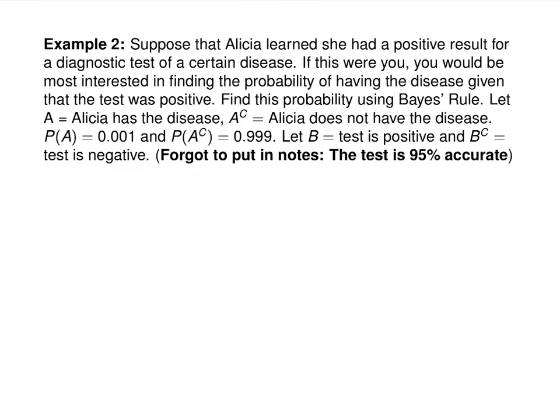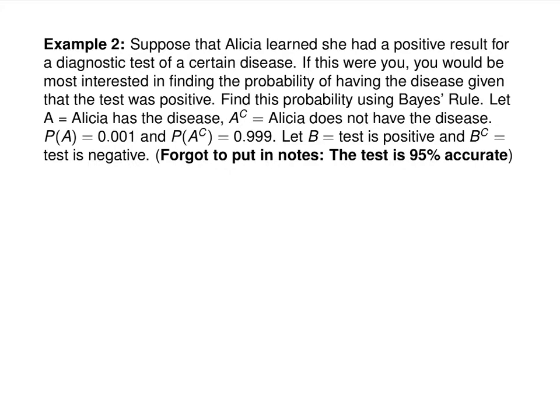So just to make my writing less cumbersome, I'm going to let A be the fact that she has the disease. A complement then is that she does not, right? Does that make sense? The probability that she has the disease, we suppose we know that's kind of rare. It's like 1 in 1,000 people. So the probability she does not have the disease is 0.999, right? And we're going to let B be the test is positive and B complement the test is negative. And I forgot to put in the notes the test is 95% accurate. What that means is that if you have the disease, it finds it correctly that much of the time. And if you don't, it says you don't that much of the time.